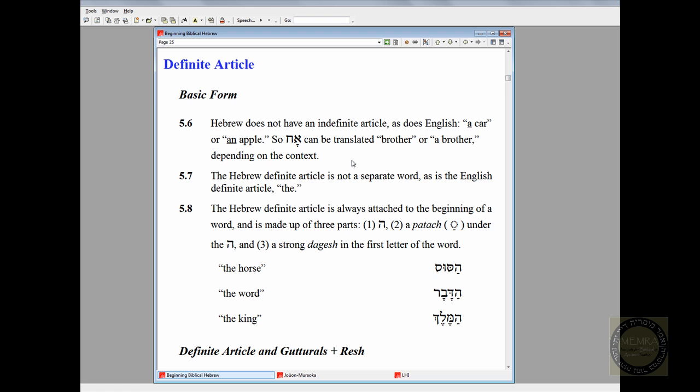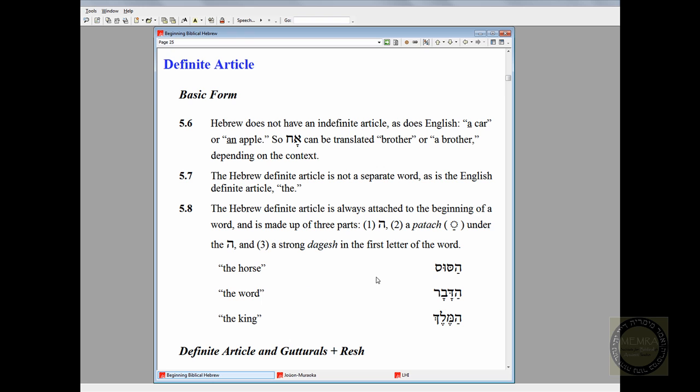Well, in Hebrew, something is appended to a noun to identify it as definite, and the absence of that thing would therefore make it indefinite. So what Hebrew does is it appends something in front of a noun that's made up of three parts: the letter He, a patach, which is this little line under the He, so you have the "ha" sound, and third, a strong dagesh, which is a dot in the first letter of the word.